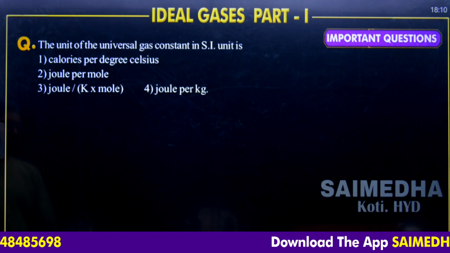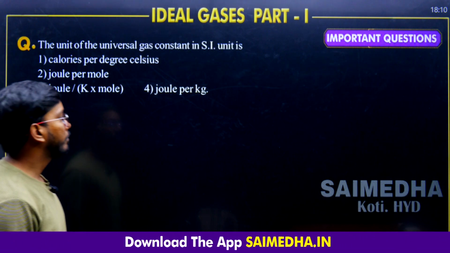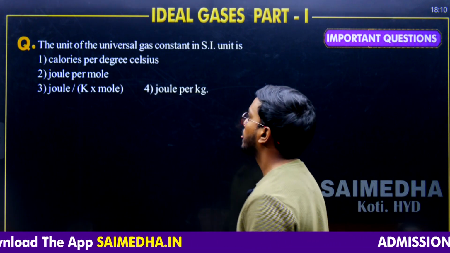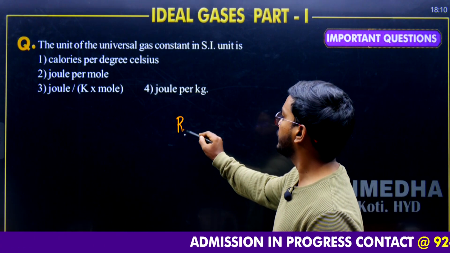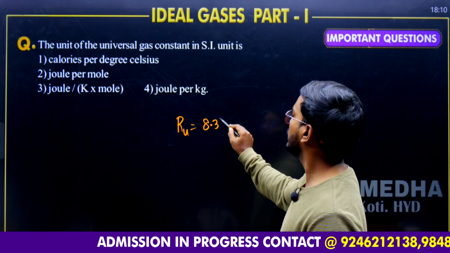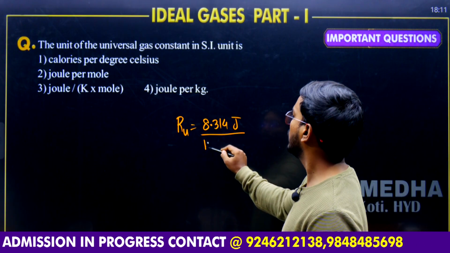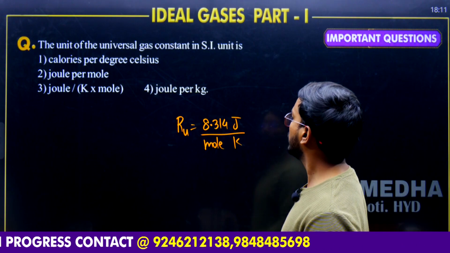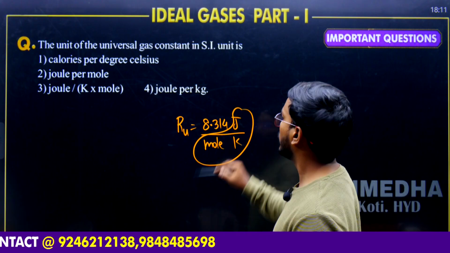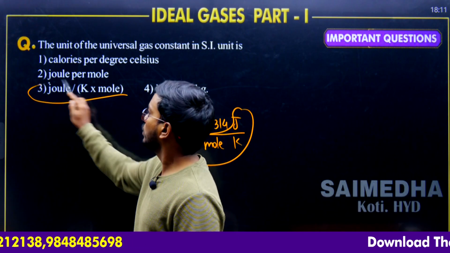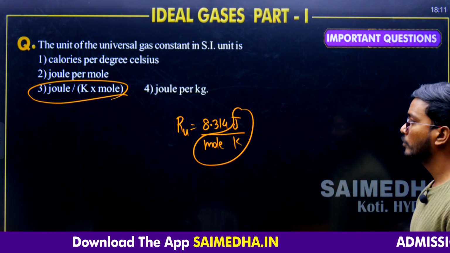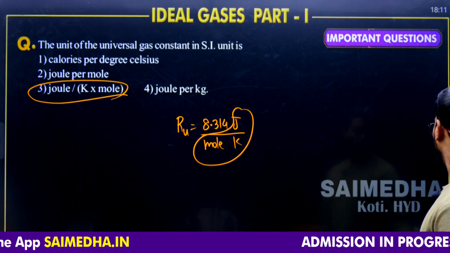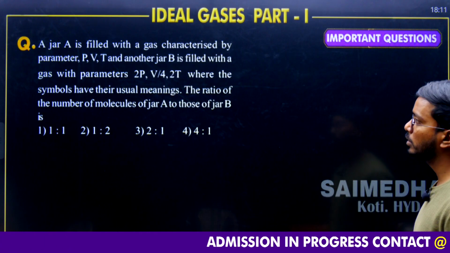Question number 3, important question. The unit of the universal gas constant. We just discussed the universal gas constant value, 8.314 joule per mole Kelvin. So what is the unit now? Joule per mole Kelvin. K is Kelvin here. Okay? Remember. Moving on to the next question.